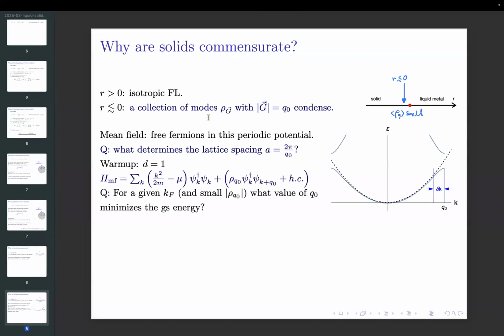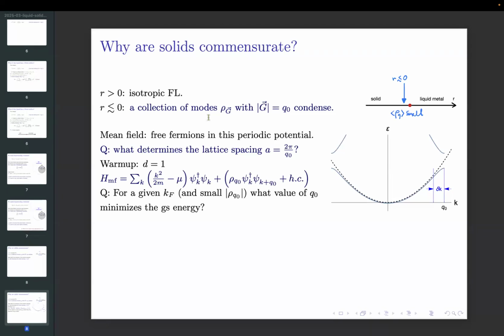The mode, so that the potential centered at k equals 0 hybridizes with the potential centered at k equals q naught, and so there's an avoided crossing, and the key point is that the dispersion goes down relative to the free dispersion. So if you choose the lattice spacing so that you exactly fill the bottom band, you lower the energy. So essentially, this is the same as Peierls' argument for why a 1D chain would prefer to hybridize.